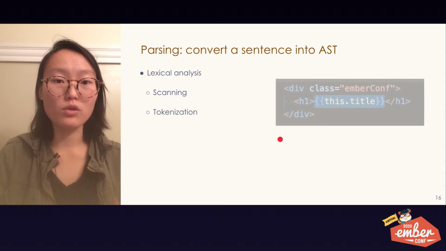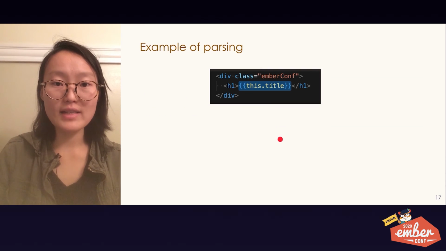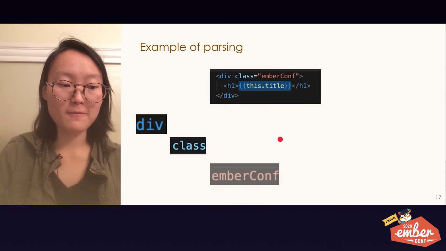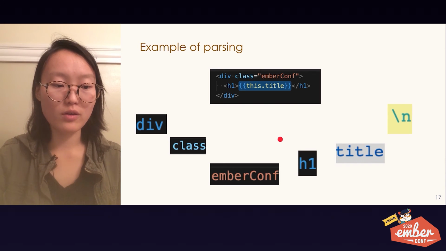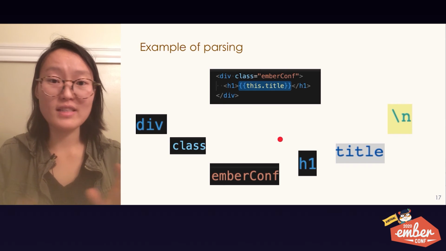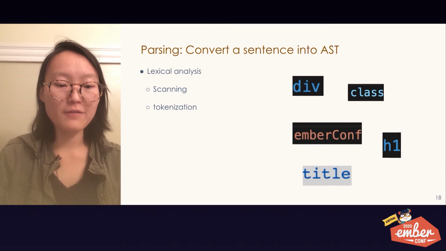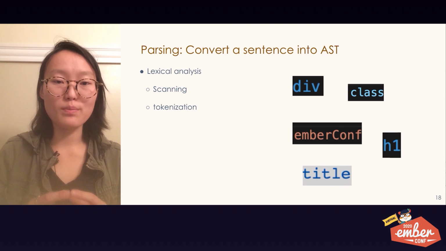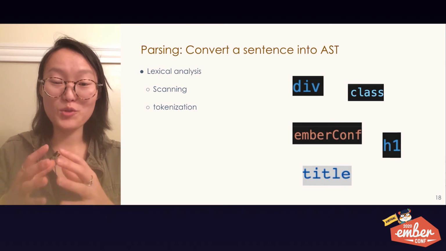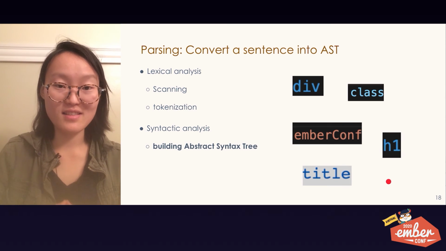Let's look at a real-world code example. Let's say I have this block of code. After I scan it, this is the kind of tokens I would get: div, class, EmberConf, h1, title, and next line. These are some example tokens that I would get from this block of code. After I get these tokens, the next thing to build up the tree structure is to put them together into a tree. This process is called syntactic analysis.